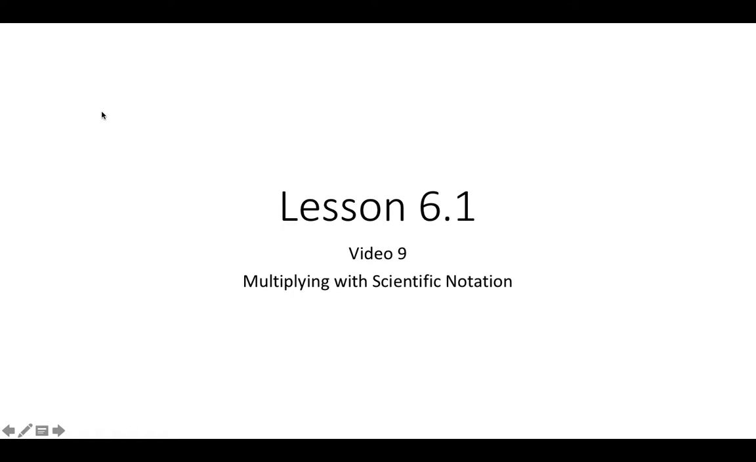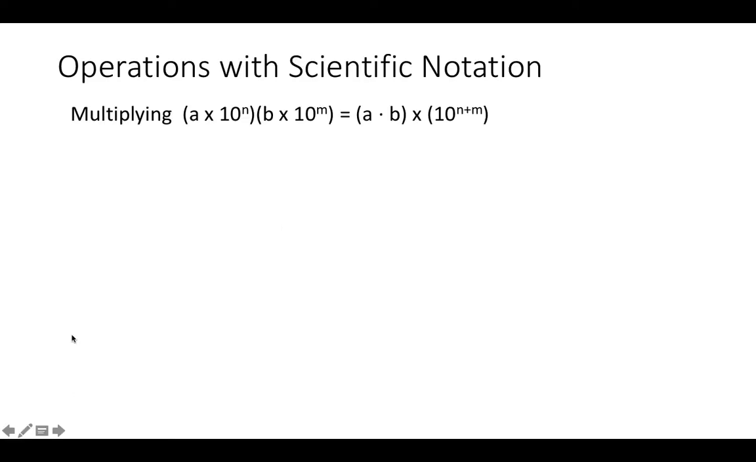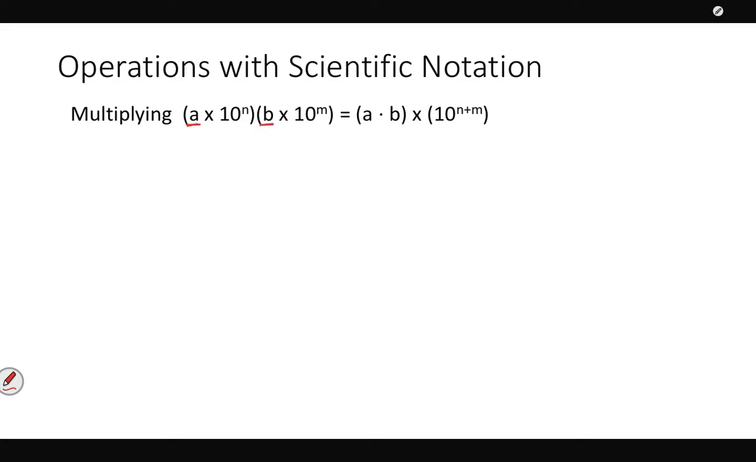Video 9, we're going to be discussing multiplying with scientific notation. So operations with scientific notation for multiplying. If we're multiplying, again, this is very similar to multiplying monomials. We're going to multiply the numbers. So multiply the a times the b.